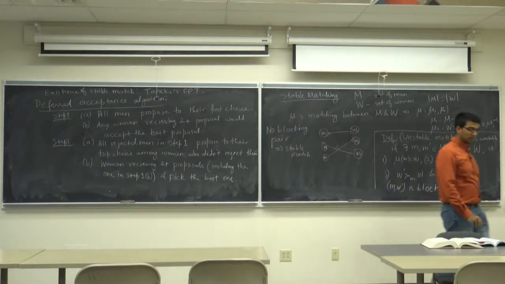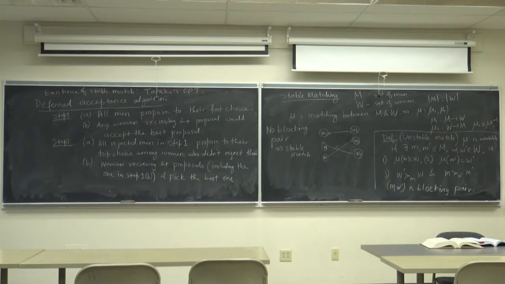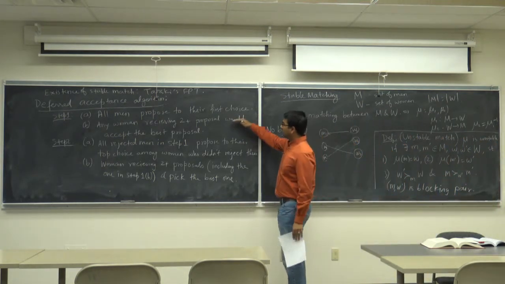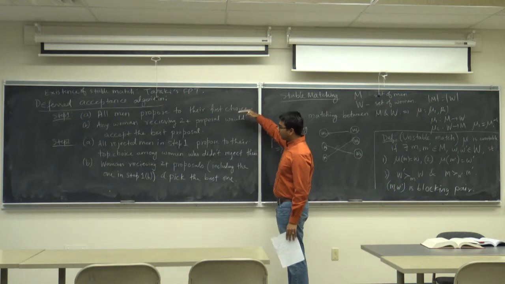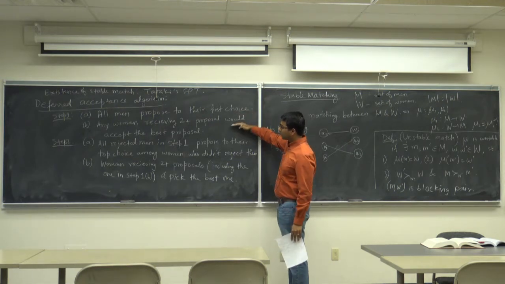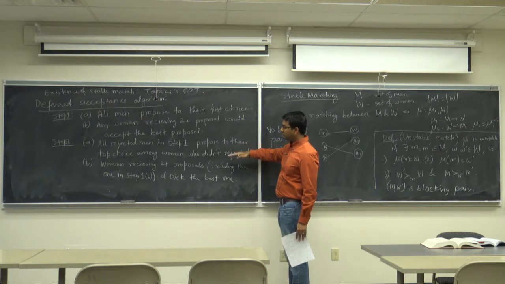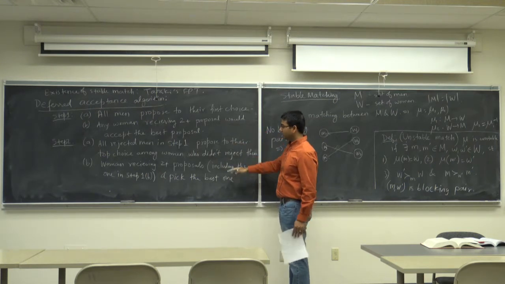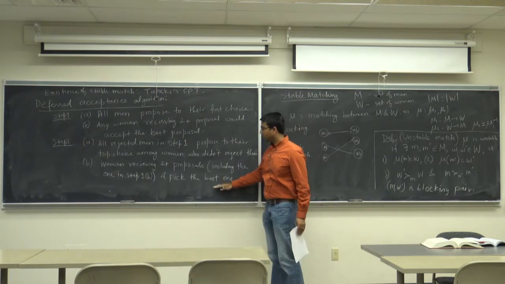This is known as dating in our day-to-day activities. So this is what is happening. Men propose to their first choice, then women receiving 2 proposals will accept the best proposal. Then rejected men will propose to their top choice, the second best choice. Women receiving 2 plus proposals, including the ones she was matched to in step 1B, will look at all those proposals and pick the best one, and so on.